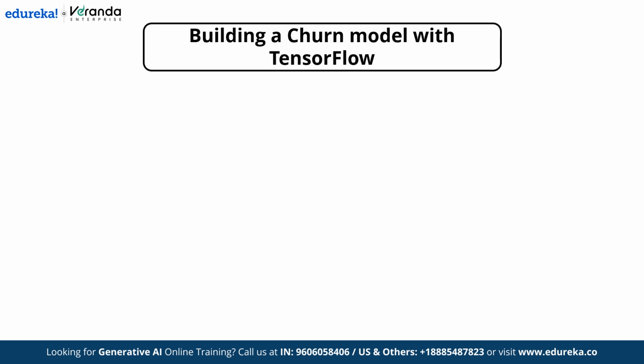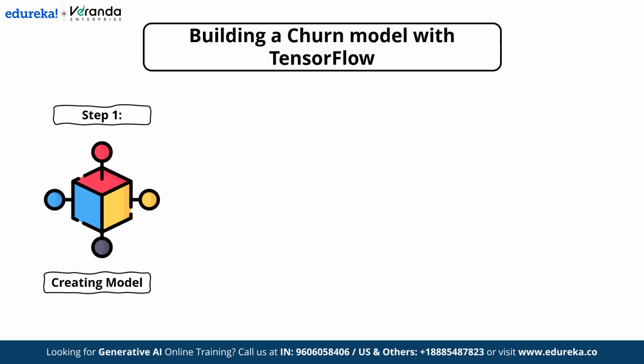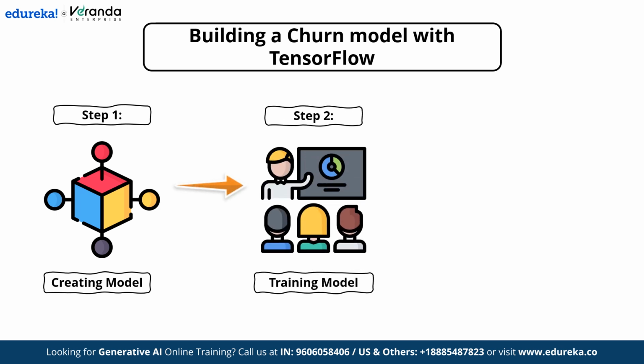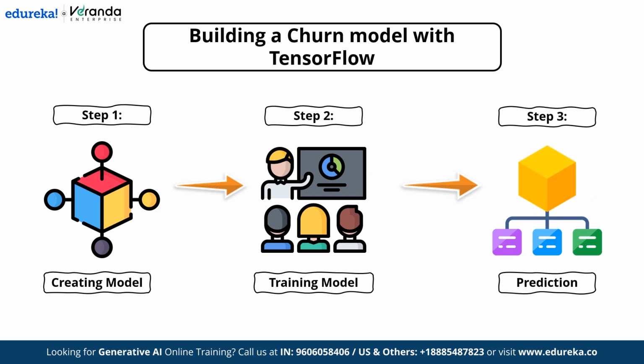There are three main steps in building a churn prediction model using TensorFlow. In step 1, a model is created by defining its architecture, including layers and parameters tailored to the specific problem of predicting customer churn. In step 2, the model is trained using historical data, where it learns patterns and relationships that help predict customer behavior. Finally, in step 3, the trained model is used to make predictions, identifying customers likely to churn based on input data. This process demonstrates how TensorFlow can be effectively utilized for churn prediction in machine learning projects. Now, without any further delay, let's code it.